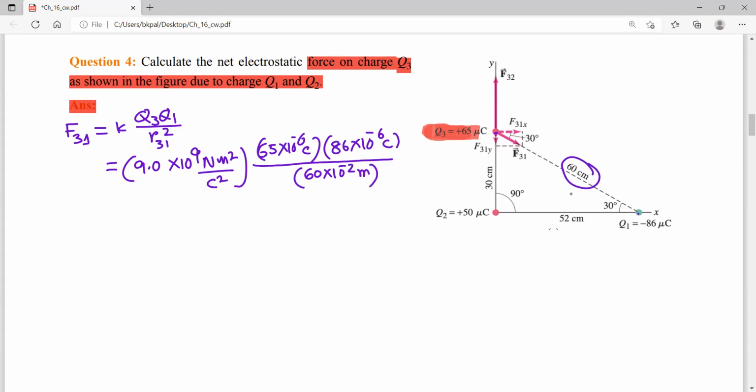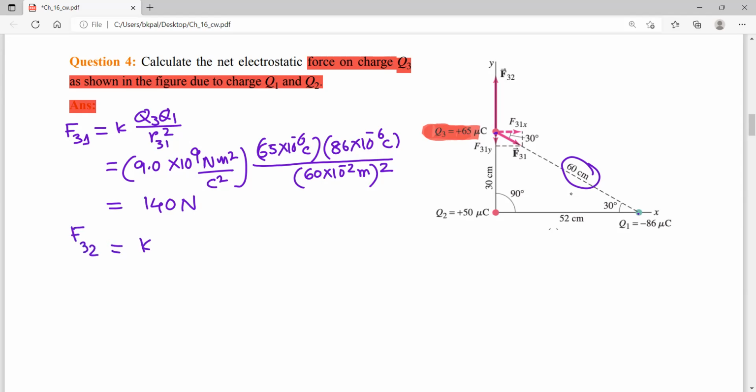And then we have to square it. Don't forget the square. Many students forget this. If you plug all these values in your calculator, it will give you this. I got 140 Newton. Similarly, we can calculate F32.